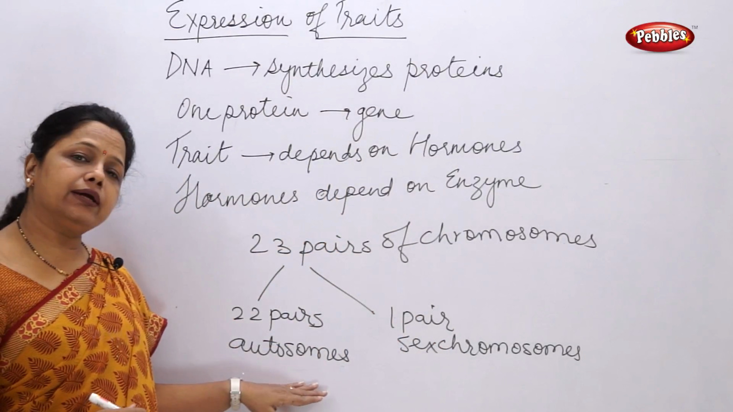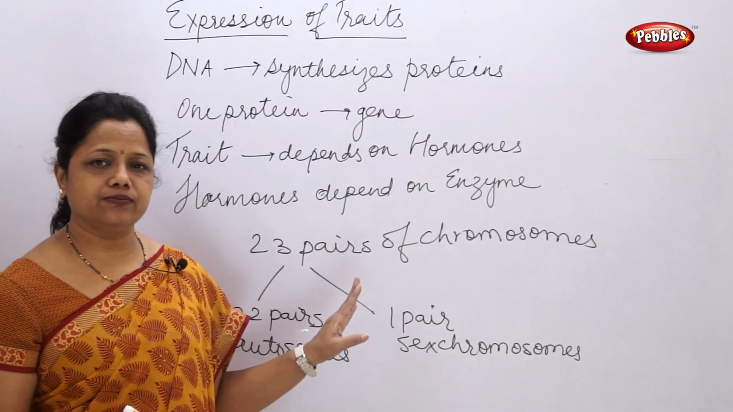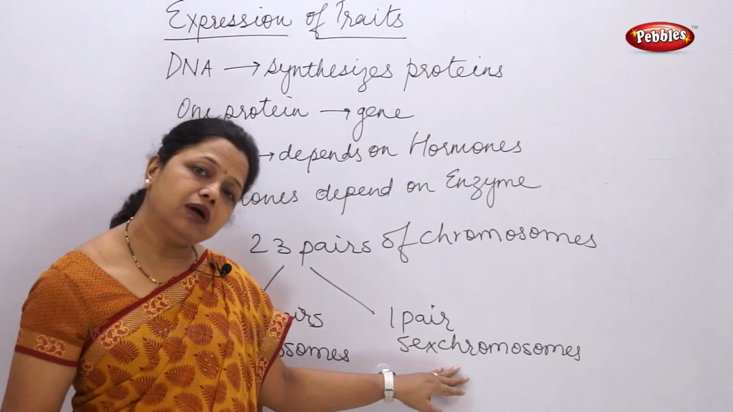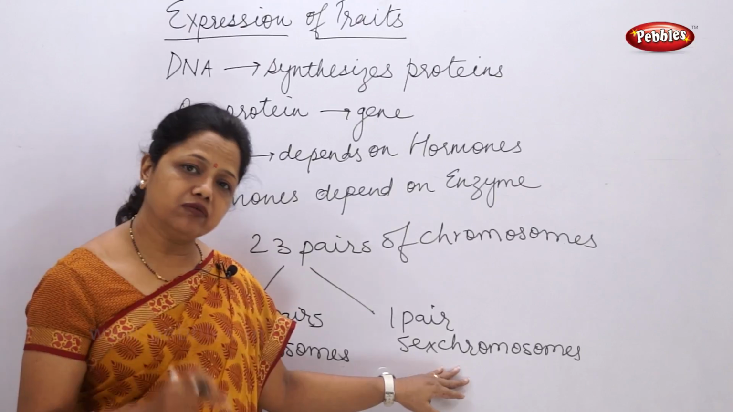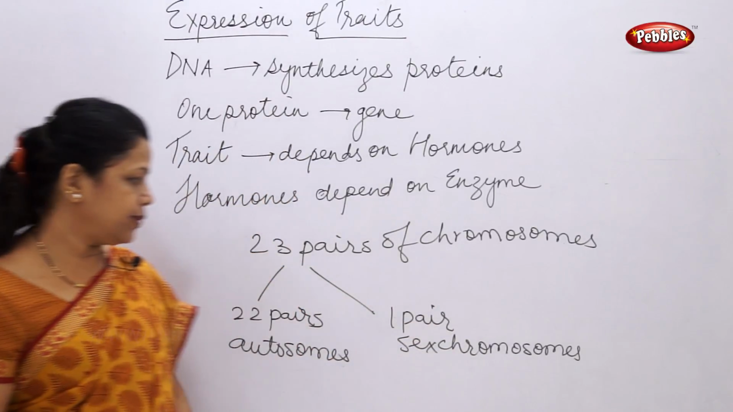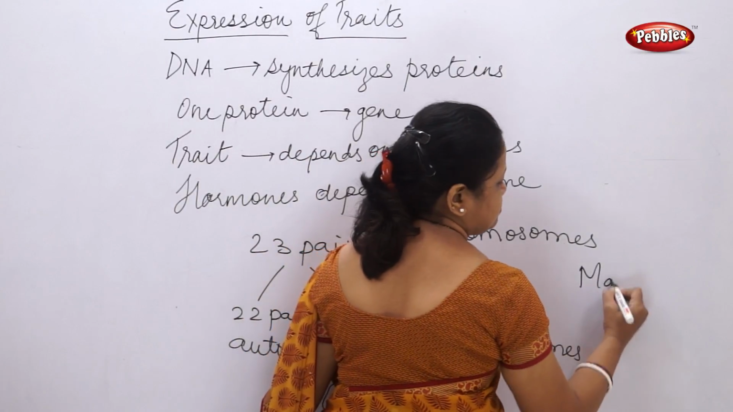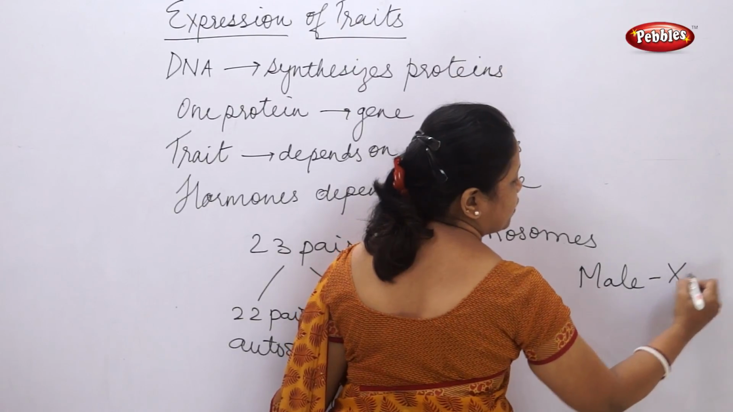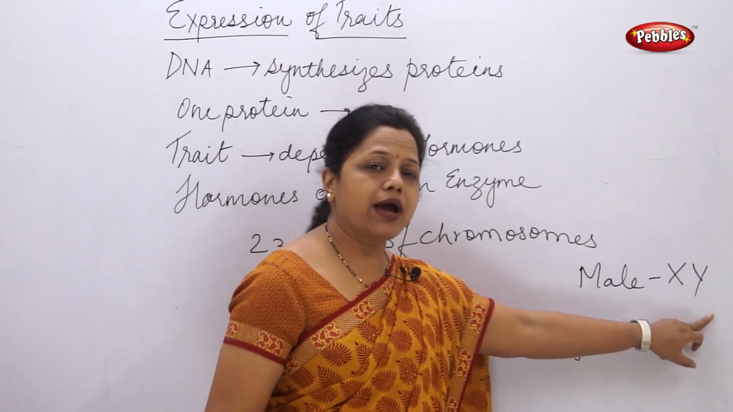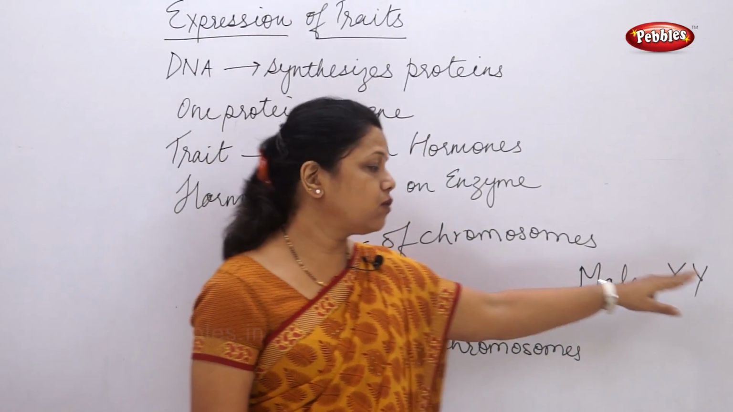The 22 pairs are called autosomes, which are not involved with reproduction, and one pair is called sex chromosomes, which is involved in the determination of the sex of the child. Now what is happening in this one pair of chromosomes? Males have two types of chromosomes, one X and one Y. X is longer and Y is shorter.